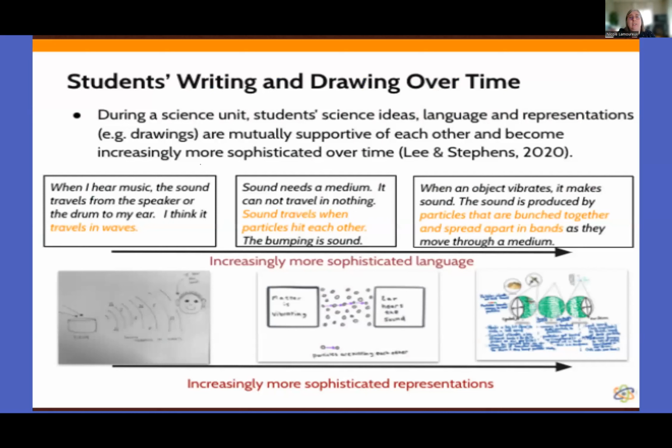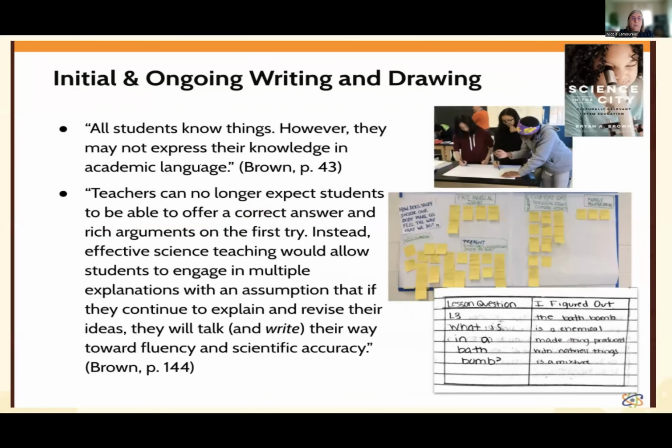So that's what the research shows, that students' writing and drawing over time becomes more sophisticated as they work through some of these ideas and they're allowed to develop these ideas in the classroom. So we can't expect that students are going to be offering the right answer right away. They need multiple times to talk and write their way towards fluency and scientific accuracy, and they will get there and they will really shine.